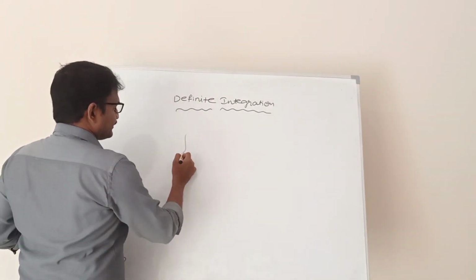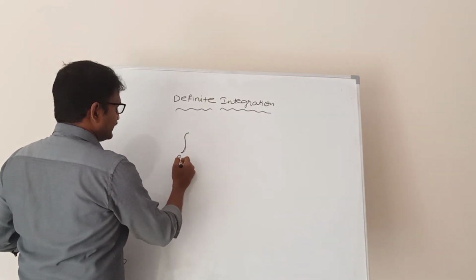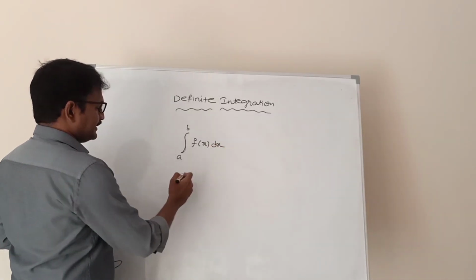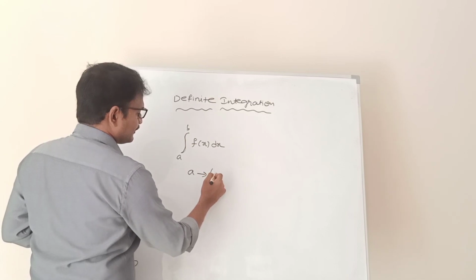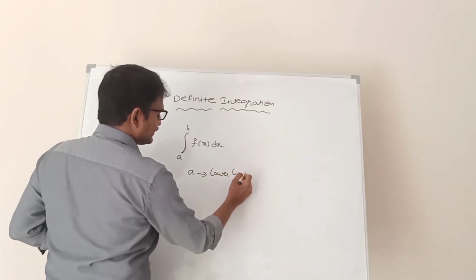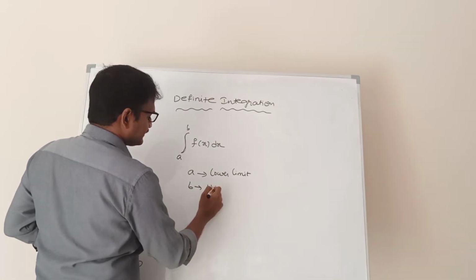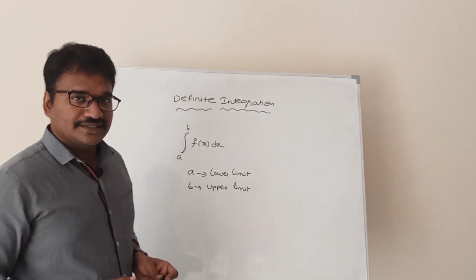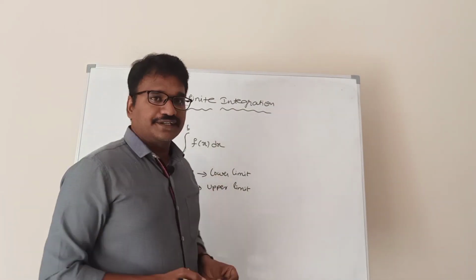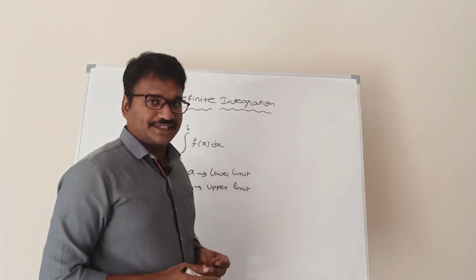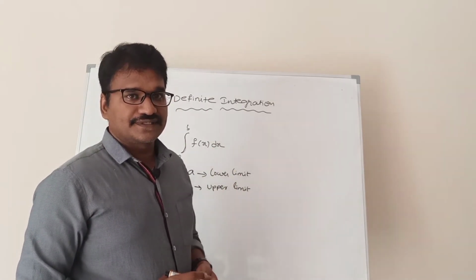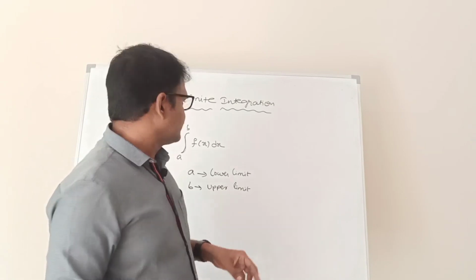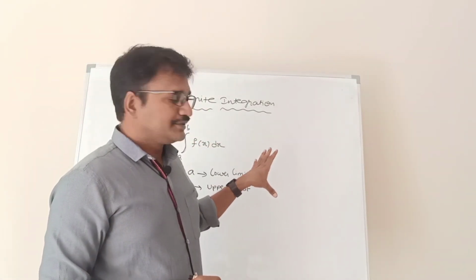If we have the integration from a to b of f of x dx, where a is called the lower limit and b is called the upper limit, it is called definite integration. Definite integration we can find in two ways. One is limit as a sum, and the second is by finding the antiderivative of the given function. So these two ways we can find the definite integration.